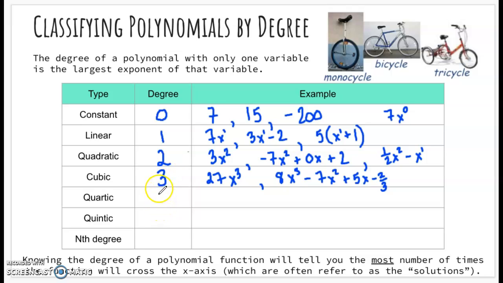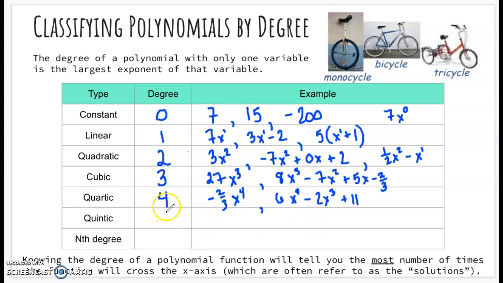Next, we have a quartic. Quartic has a highest degree of 4. Oftentimes, after cubic, we just start calling it by the number of the polynomial. So this is often referred to as a 4th degree polynomial as well. So for example, -2/3 times x to the power of 4 would be an example of a quartic. Or 6x to the 4th minus 2x cubed plus 11 would be an example of a quartic.